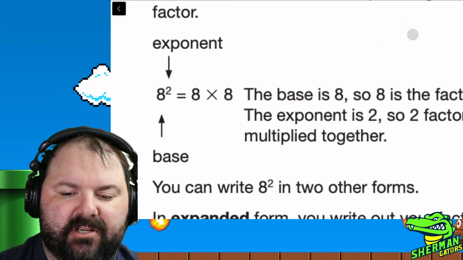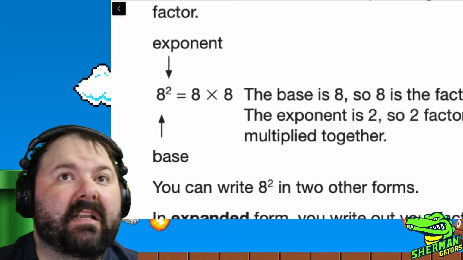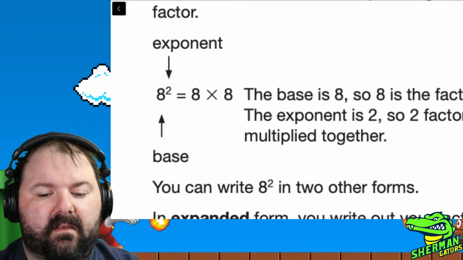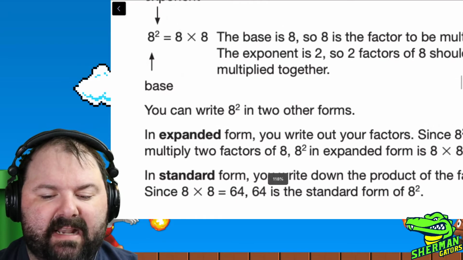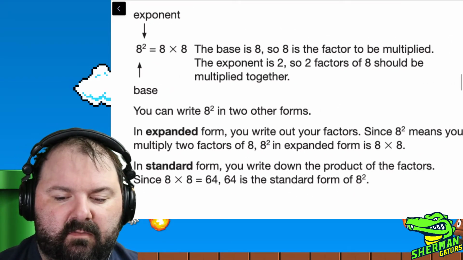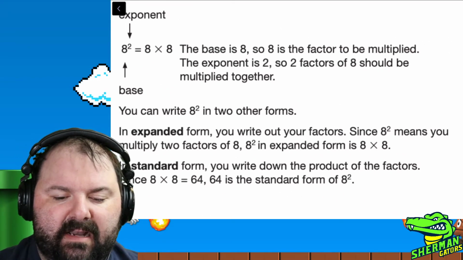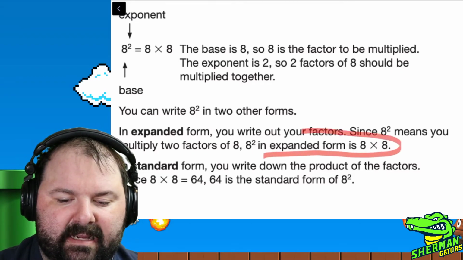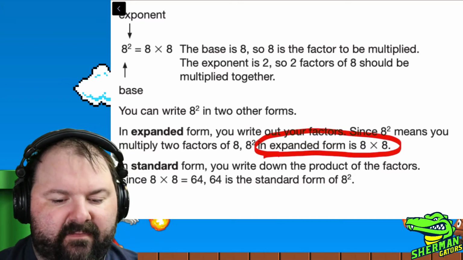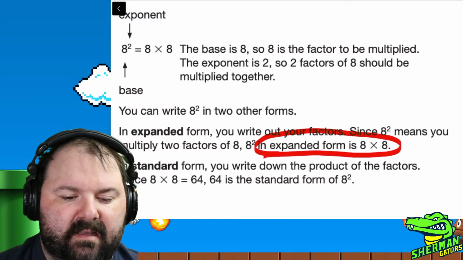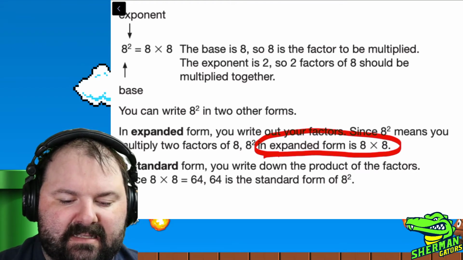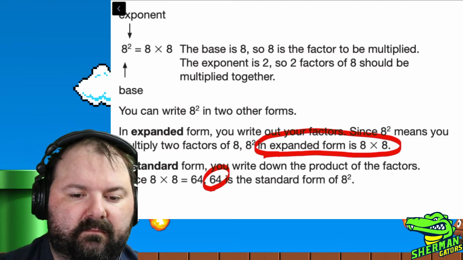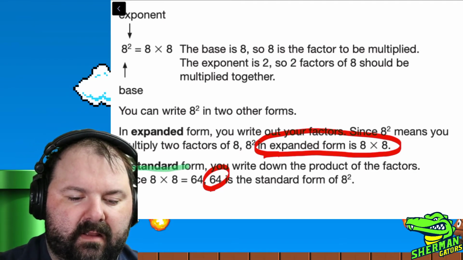I did see a few people yesterday still getting that confused, which means you did not watch the video. So we need to watch the video. And we can write it in 2 other ways. Expanded form is when you write it out, which means 8 squared in expanded form is 8 times 8. And in standard form, which means you write out the product, 8 squared is 64, because 8 times 8 is 64. Again, that's standard form.